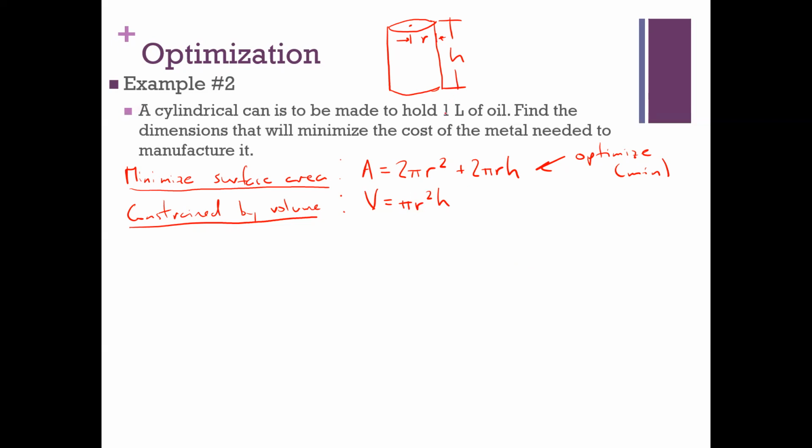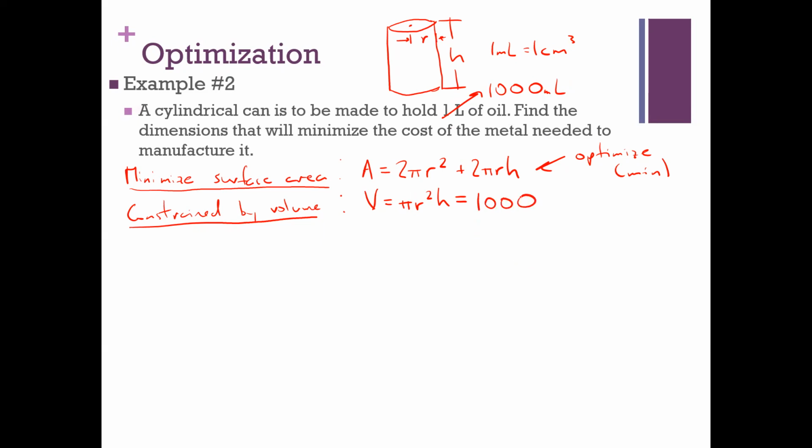One thing I would like to suggest to make this easier to think about is I'm going to replace 1 liter with 1,000 milliliters. And I'm going to remind you of this fact: 1 milliliter is equal to 1 centimeter cubed. So that'll help us think about this in a more efficient way. So this volume is going to be equal to 1,000.